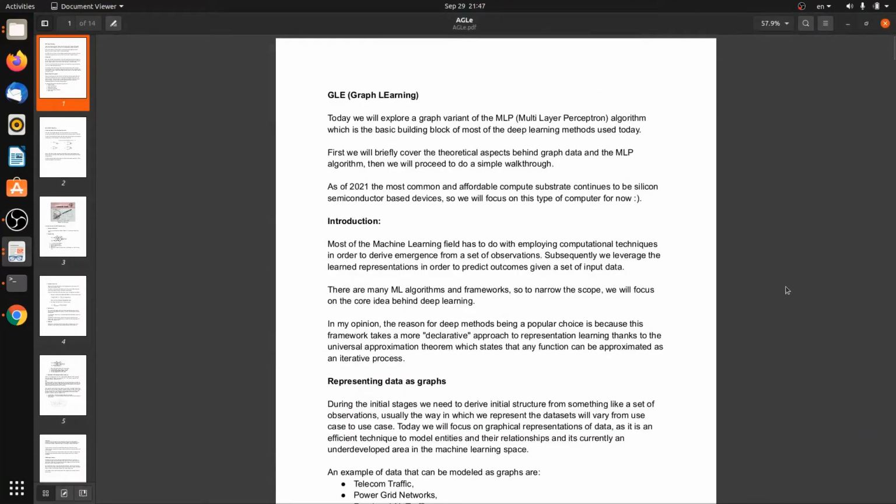Okay, so today we're going to be walking through what is graph learning, and this is the recorded section, or the video that we're going to be uploading that goes with this article. We're going to be exploring specifically the multi-layer perceptron algorithm, and we're going to be exploring the graph variant of it, the generic variant that's used mostly today.